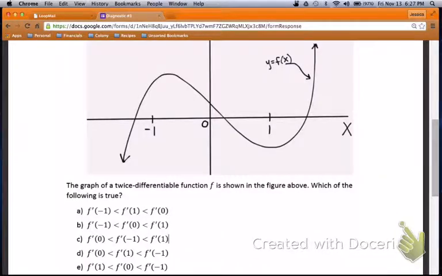Question number 1. The graph of a twice differentiable function f is shown in the figure above. So the first thing you always want to do is make sure that you are paying attention to which function you're looking at. So this is definitely f of x, the original function. It says which of the following is true.